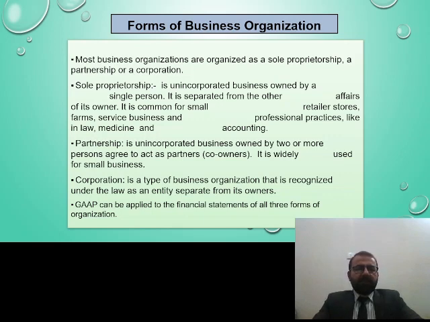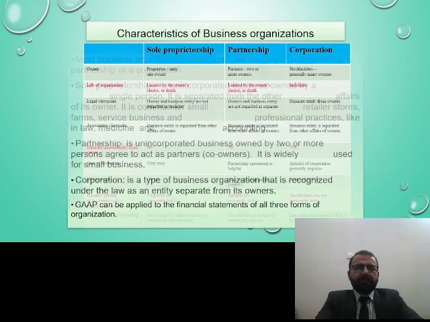Partnership. A partnership is an unincorporated business owned by two or more persons who agree to act as partners or co-owners. It is widely used for small businesses. Corporation. A corporation is a type of business organization that is recognized under the law as an entity separate from its owners. GAAP can be applied to the financial statements of all three forms of organization.